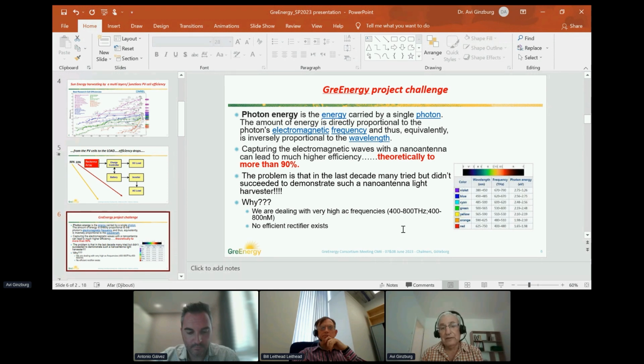But when you do that, there is no efficient way to rectify this energy. So this is a big gap.